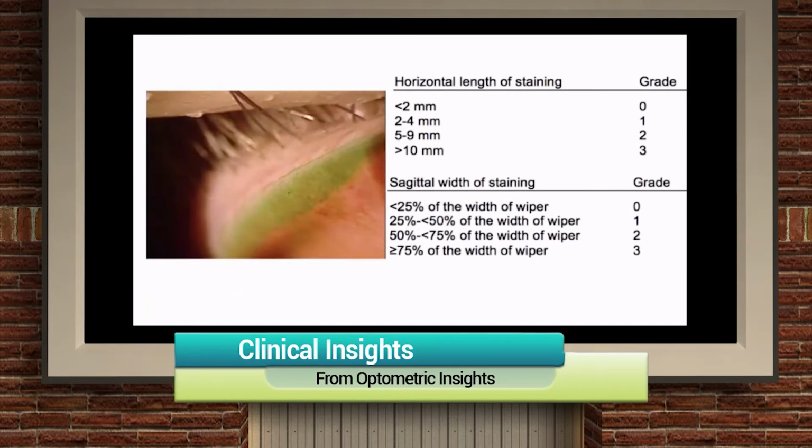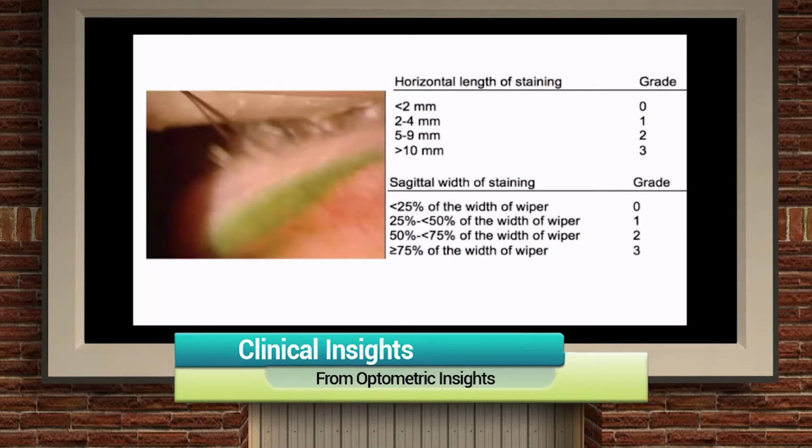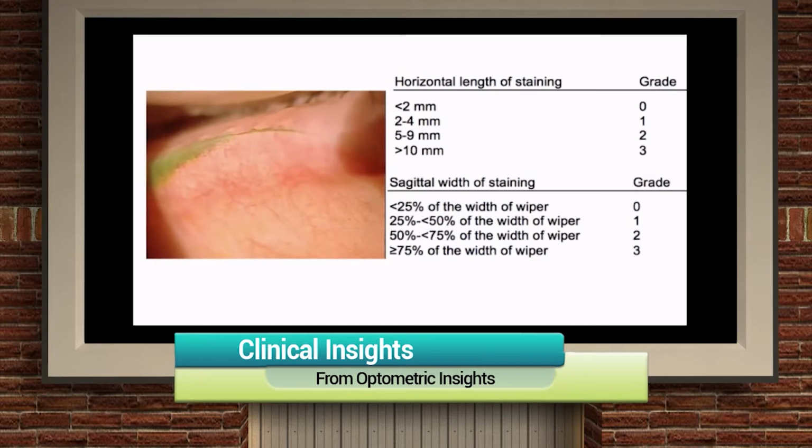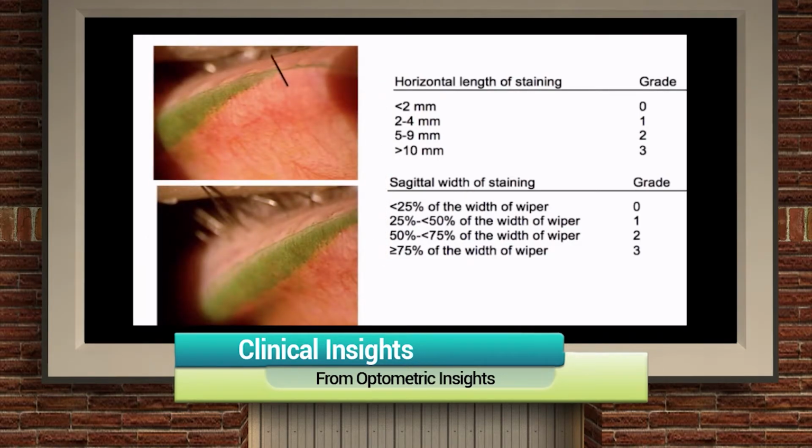The level of lid wiper epitheliopathy can also be graded depending on the horizontal length and sagittal width of the staining. Measuring the length of the lid wiper staining is done from the horizontal margins of the lid wiper staining. The nasal margin of the staining is shown here in the top picture. In severe cases, lid wiper epitheliopathy will actually extend to the line of Marx, as can be seen here as well.